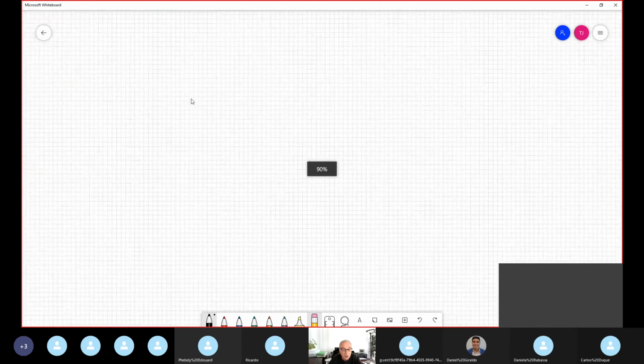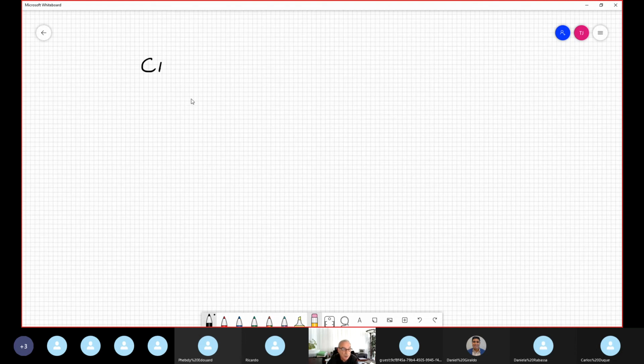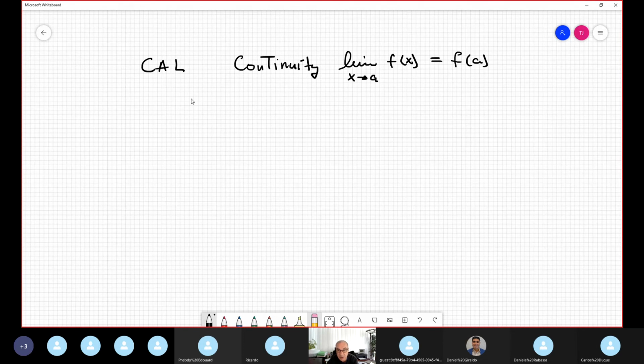The thing that is missing, for example, from Cal 1: in Cal 1 there is continuity. That is when the limit of the function, Cal 1 single variable, only one, is equal to the function evaluation. So basically, this formula implies three things. Number one, the limit exists. Number two, the function exists inside the domain. And number three, both are the same.